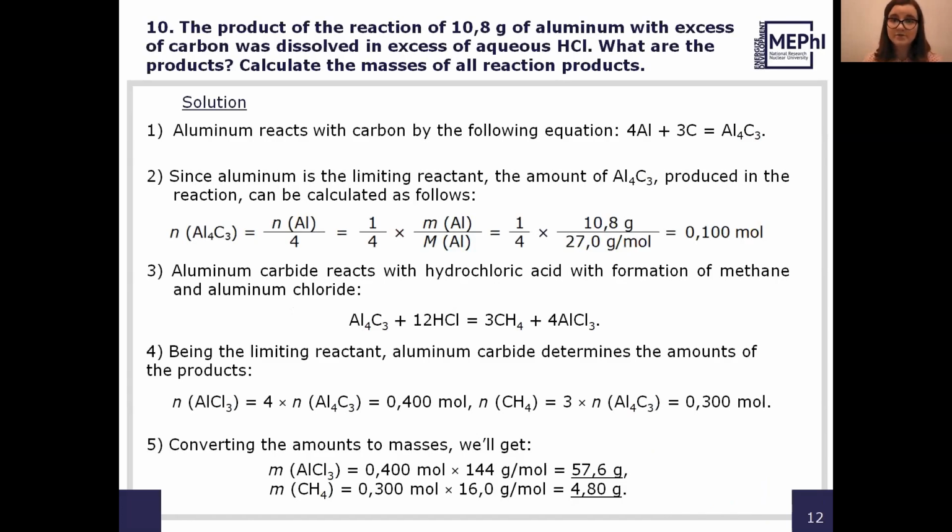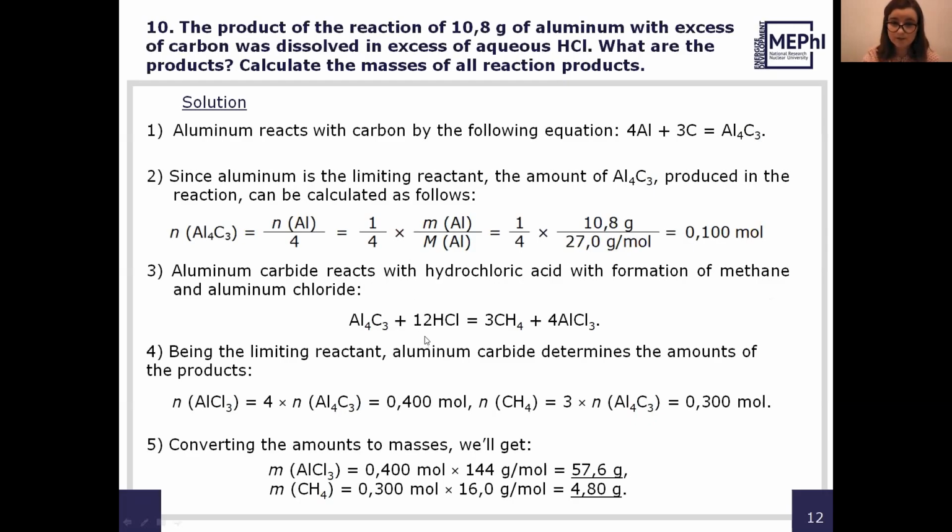The product of the reaction of 10.8 grams of aluminum with excess of carbon was dissolved in excess of aqueous hydrochloric acid. What are the products of these reactions? And we have to calculate the masses of all reaction products. Well, first of all, aluminum reacts with carbon by this equation. Since aluminum is the limiting reactant, the amount of aluminum carbide produced in the reaction can be calculated as follows. According to this equation, the number of moles of aluminum carbide is the number of moles of aluminum reactant divided by 4, and it will be 0.1 mole.